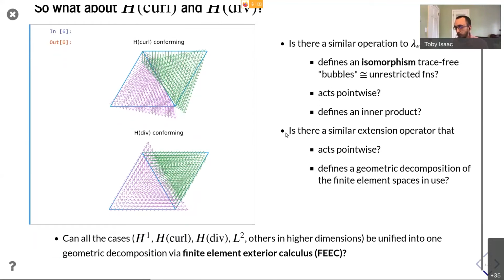Now, when we're talking about trying to unify H-curl and H-div, we might as well start talking about exterior calculus, where these different mixed finite element spaces are all just part of a graded algebra. They kind of coexist together in a larger thing called finite element exterior calculus. So that's the analytical framework that I'm going to use to try to develop these operators for geometric decomposition of mixed finite elements.